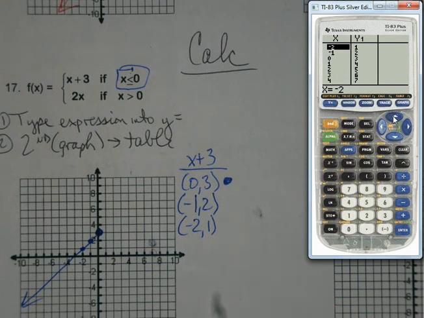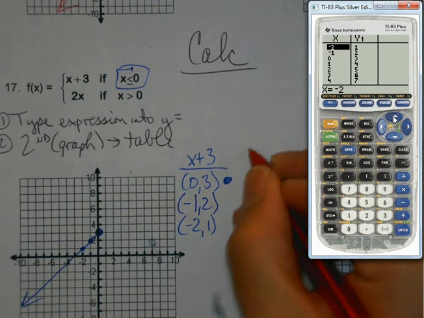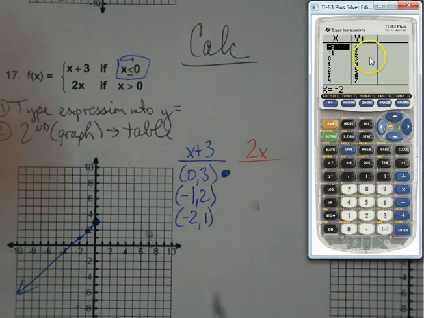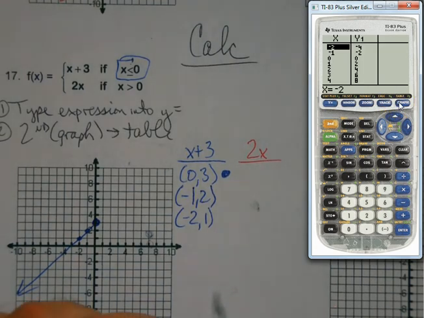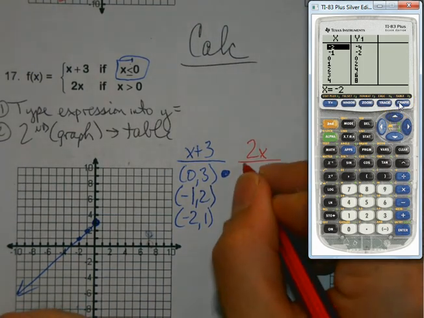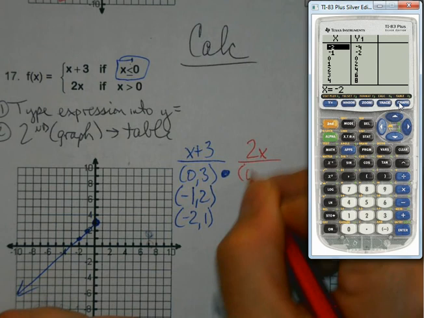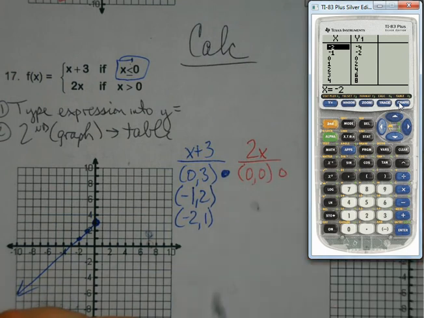And then I'm going to do it one more time with 2x. So I'd go back to y equals. I'd clear that out, maybe. There it goes. 2x. Second graph. Now, I'm going to start at 0 again. So I see 0, 0. That's going to be an open dot.